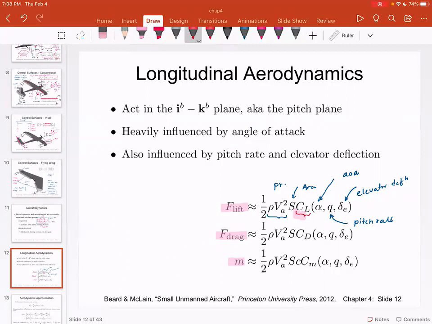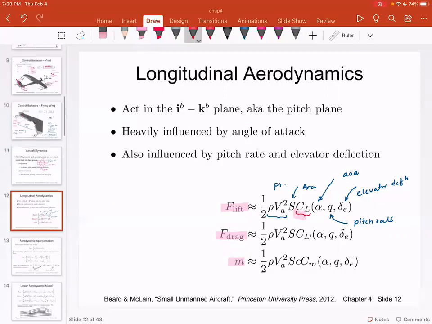One thing I want you to notice is that pitch rate and elevator deflection, and for that matter angle of attack, are varying quantities. Depending upon where the control surface is, the value of angle of attack, instantaneous pitch rate, and instantaneous elevator deflection is going to be different. What it means is that the instantaneous lift, instantaneous drag, and instantaneous moment are going to be different. Everyone understood this? These are the three quantities that we study when we talk about longitudinal aerodynamics.